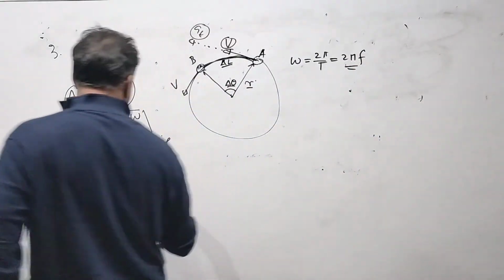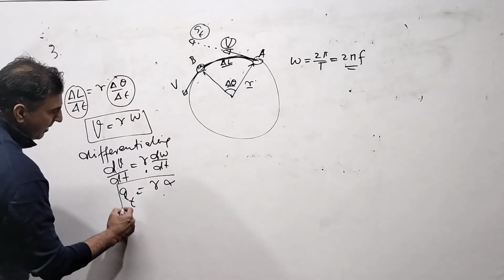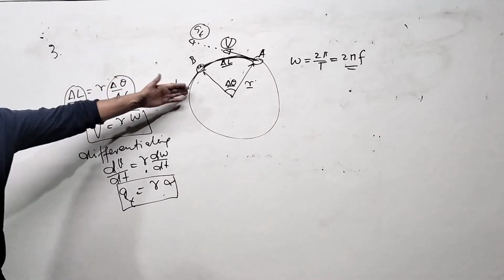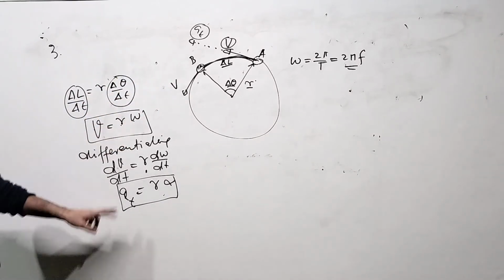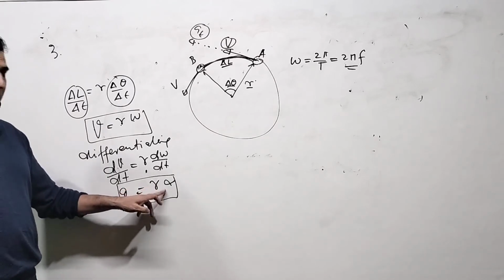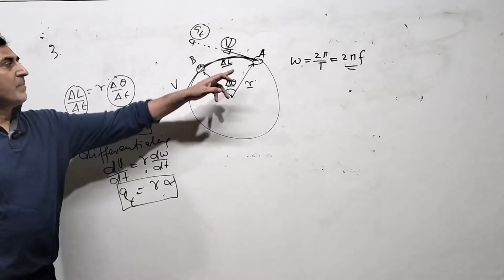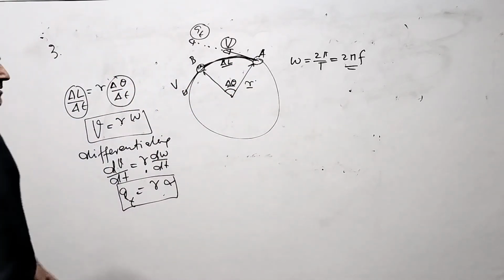So tangential acceleration is r times d omega by dt. That is alpha. One more relationship. So in circular motion, these two relationships you must remember: v is equal to r omega, and tangential acceleration, be careful about this, is r alpha. r is the radius of the circle, alpha is the angular acceleration. Okay, this was the third point.